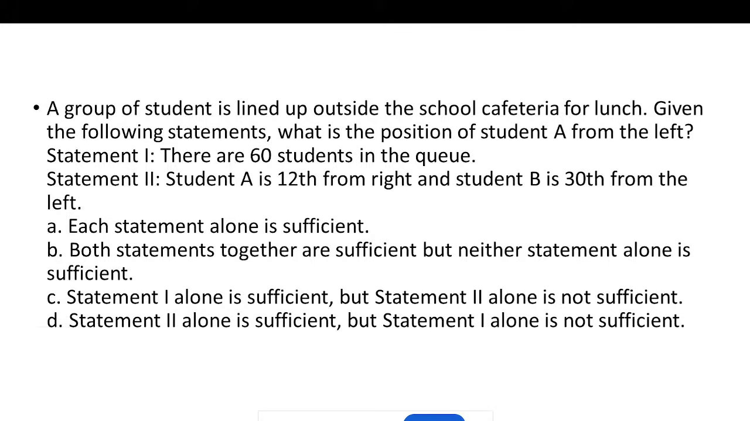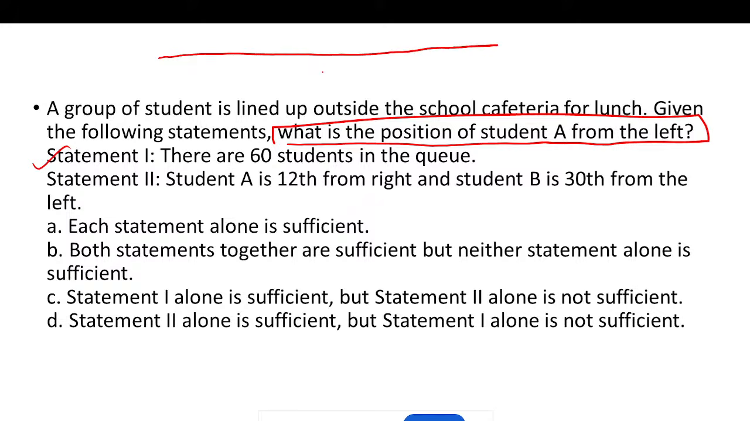A group of students is lined outside the school cafeteria for lunch. Given the following statements, what is the question? What is the position of student A from the left? To answer this question, which statement is sufficient? I have to identify the position of student A from the left. What is statement 1? There are 60 students in the queue. There is a big line. In this big line, totally 60 students are there. But from the left side, in which position is A standing? Do we know? Statement 1 is not sufficient to get the answer.